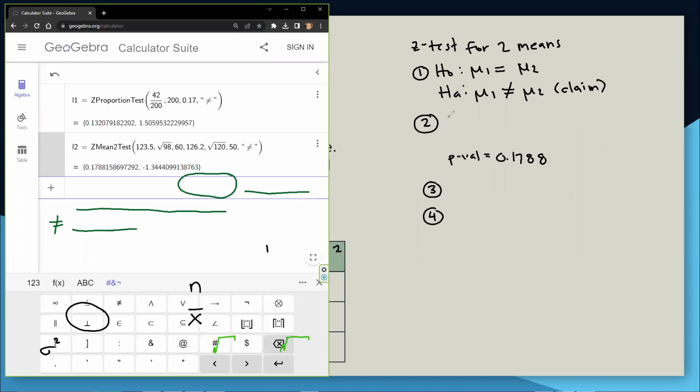And I should write down the test that I just ran. So showing my work on my homework or my test would mean copying down what's in that window. So z-mean2 test, and then the values that I plugged in, 123.5, square root of 98, 60, and so on. So it is important that while you're running this on your homework, this is what you're writing down on your paper to show work. I know for several of you, I've made comments that we're not showing the calculator work. That is important.